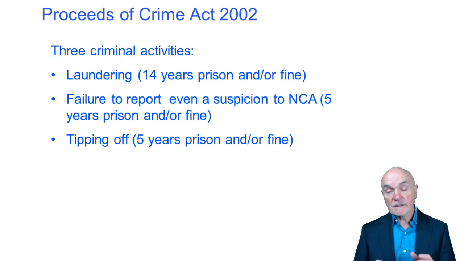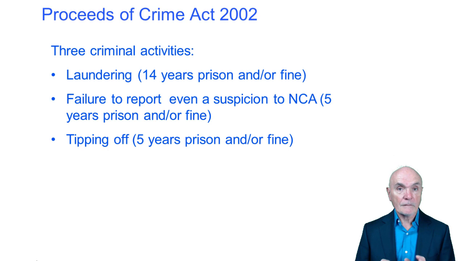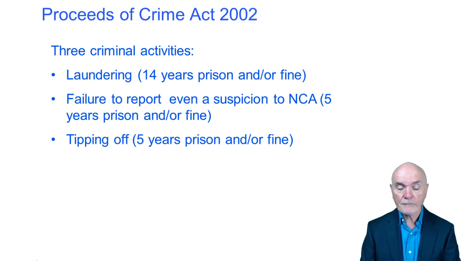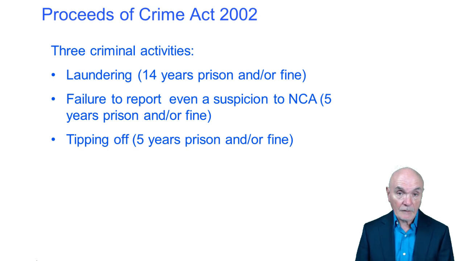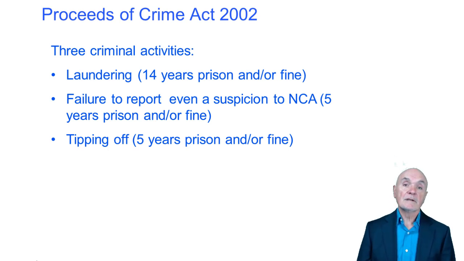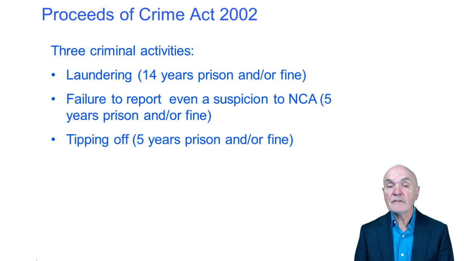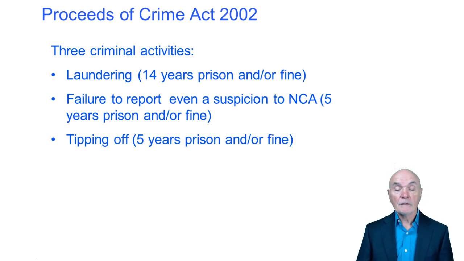In the UK, most countries are cracking down on money laundering. It attracts a lot of big crime figures and so on. It's not great. It masks a lot of suffering, really. In the UK, there are three criminal activities. One is laundering itself, taking part in the placement and so on. One is failure to report even a suspicion of money laundering to the authorities.